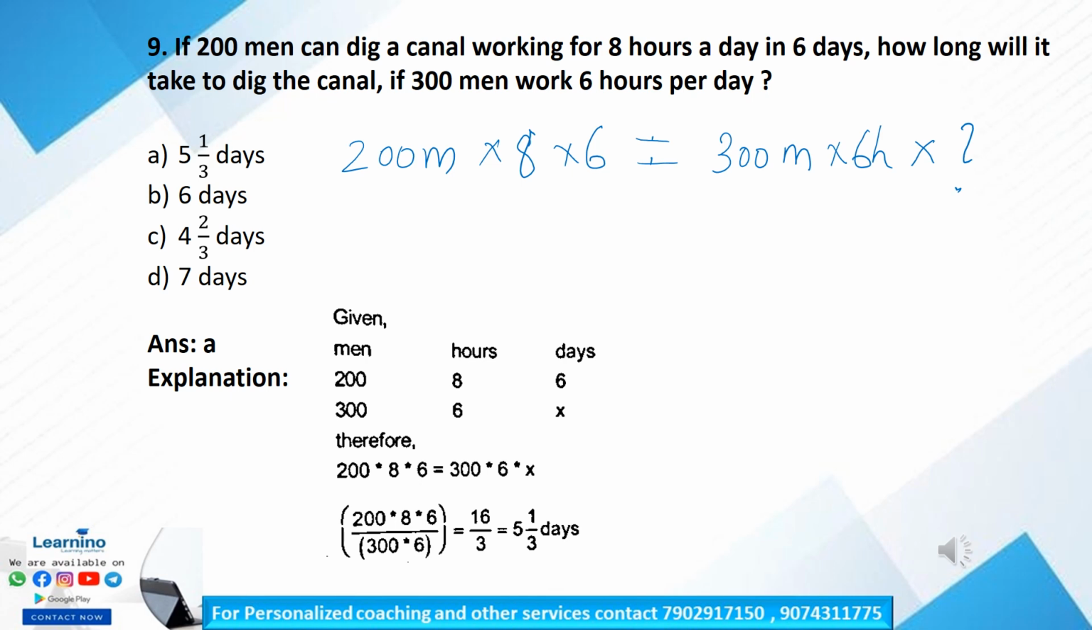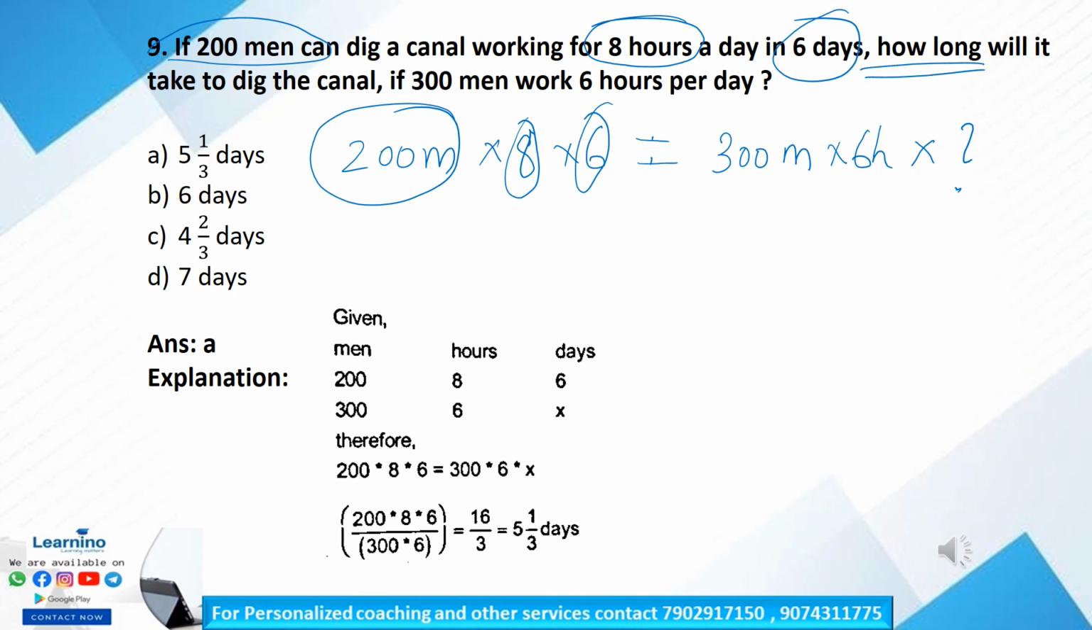Okay, so from this type of question itself, we can write the equation from each line of this question alone. That is 200 men into 8 hours a day, into 6 days equal to, how long will it take to dig the canal? 300 men, 6 hours. How long means by how many days we can complete this. Okay, so this is the equation. So 6 and 6 cancel each other, 0 0 0 0.